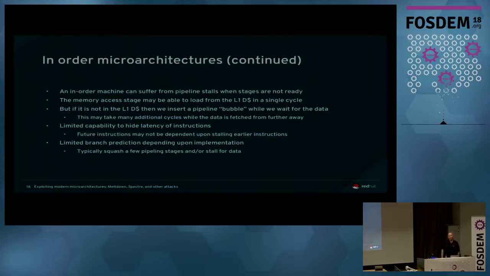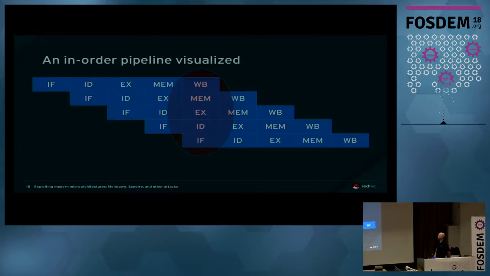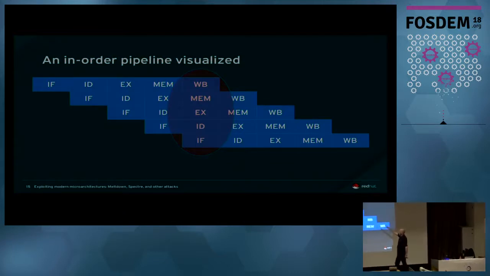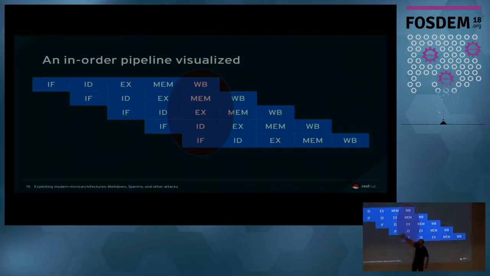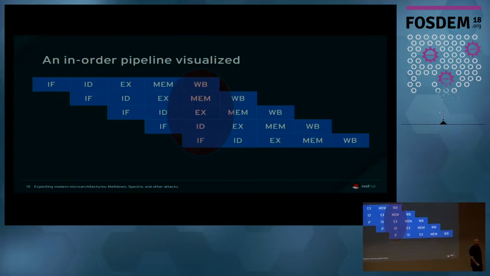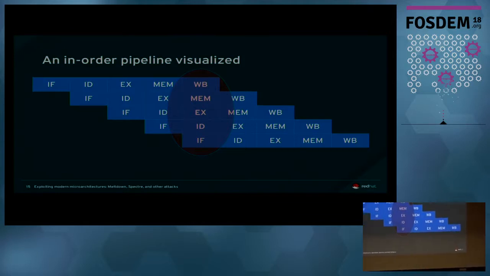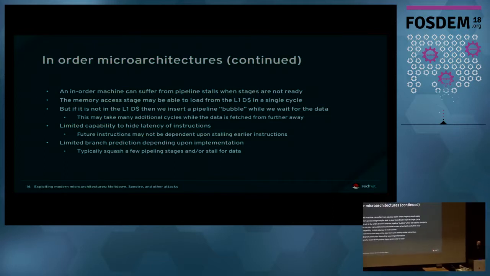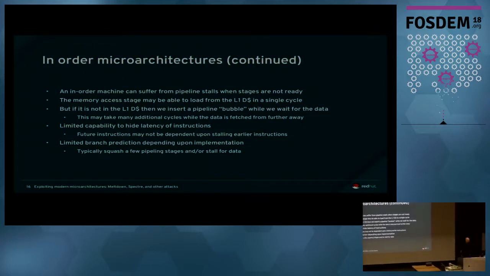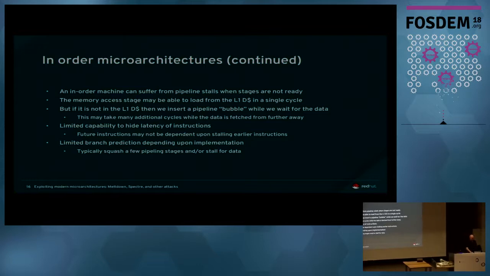But they're susceptible to things like pipeline stalls. So if I'm working my way through the different stages of running instructions, and I'm trying to load something from memory, I might have to stall my machine while I wait for some data to become available. They've got a limited capacity to hide the latency of instructions as a result.